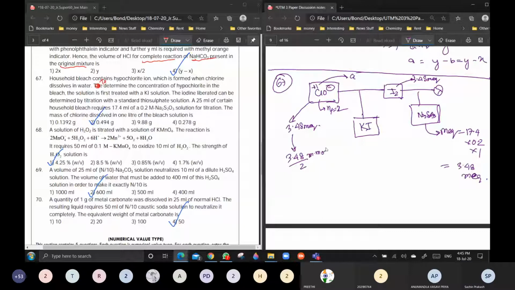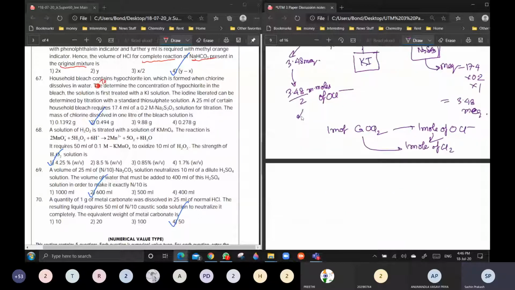Millimoles of OCl minus. Now you see, 1 mole of calcium or bleaching powder contains 1 mole of OCl minus, and it also contains 1 mole of Cl2. If it is decomposing, it will give 1 mole of Cl2. So I can say moles of OCl minus is equal to moles of Cl2. So I can say that it is equal to 1.74 millimoles of Cl2.